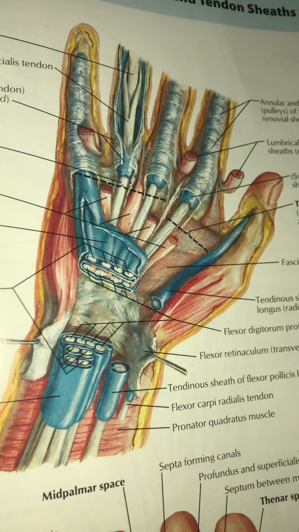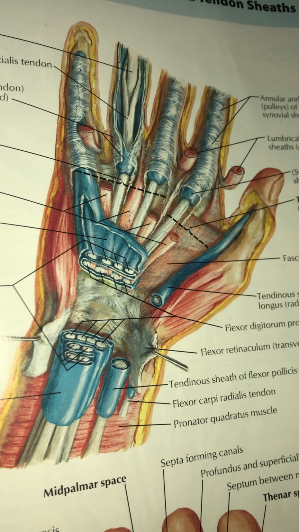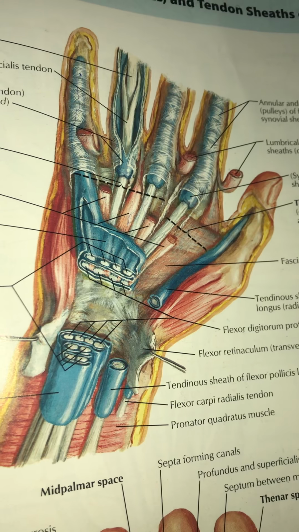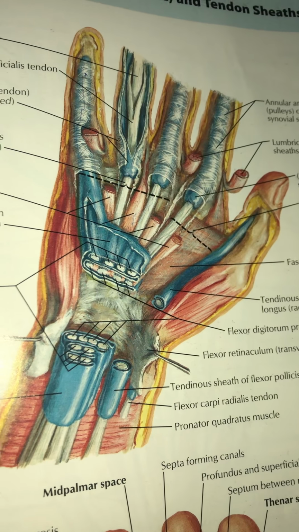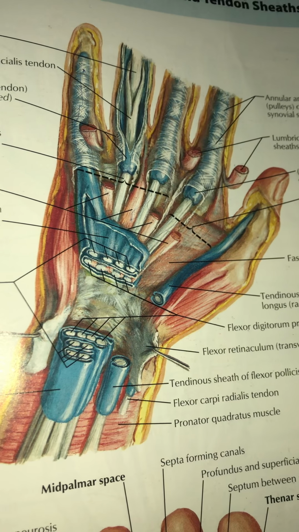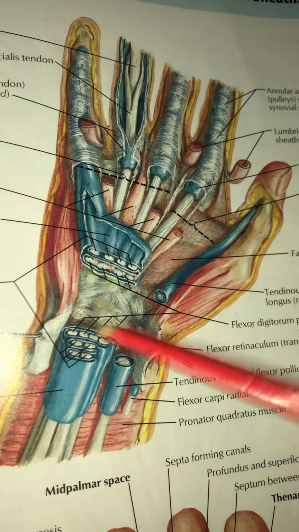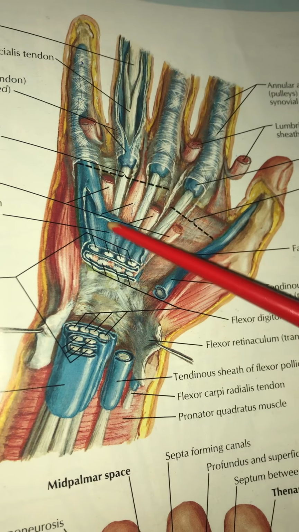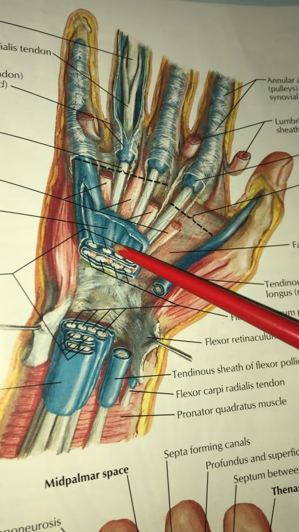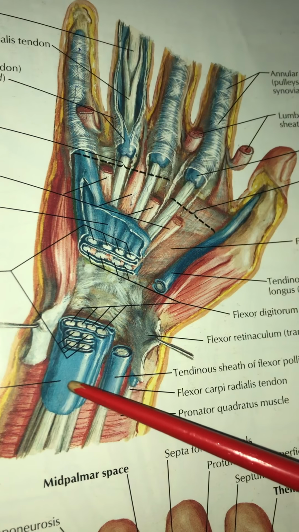Students, in this video I'm going to talk about the ulnar bursa, radial bursa, synovial sheath and digital sheath, digital synovial and fibrous sheath. Here you can see, here we have a blue or gray structure. This is the common synovial sheath.